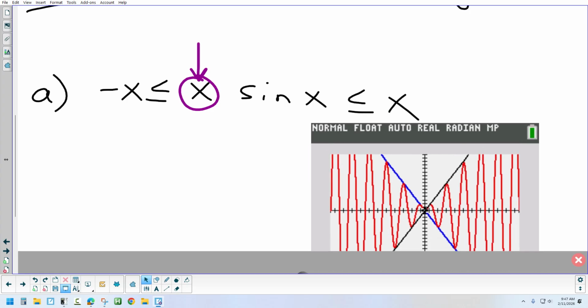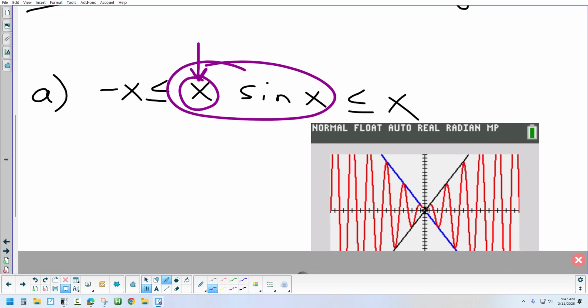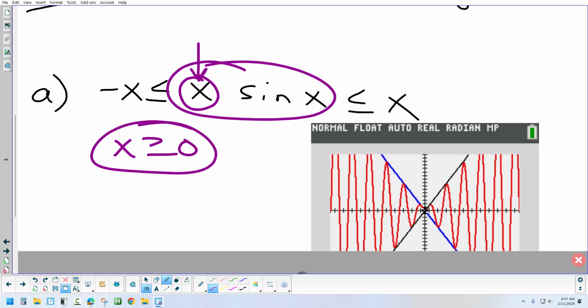I want to look at where this graph is above -x, that's the blue one, and where it's below +x, that's the black one. Where is the red graph above the blue but below the black? Yeah? When it's greater than or equal to 0. Yep. When x is greater than or equal to 0. I'm above the blue and I'm below the black.